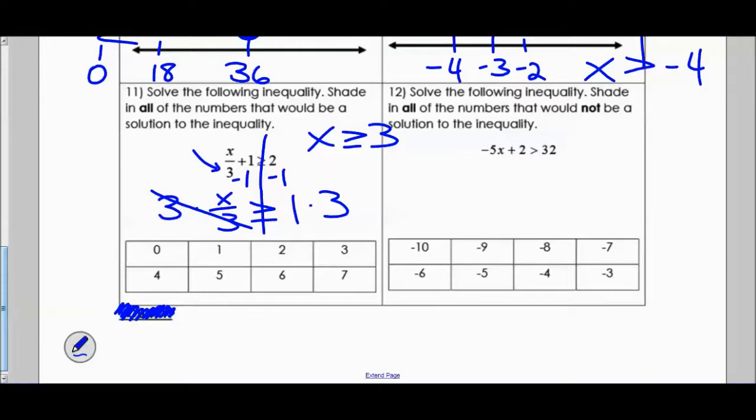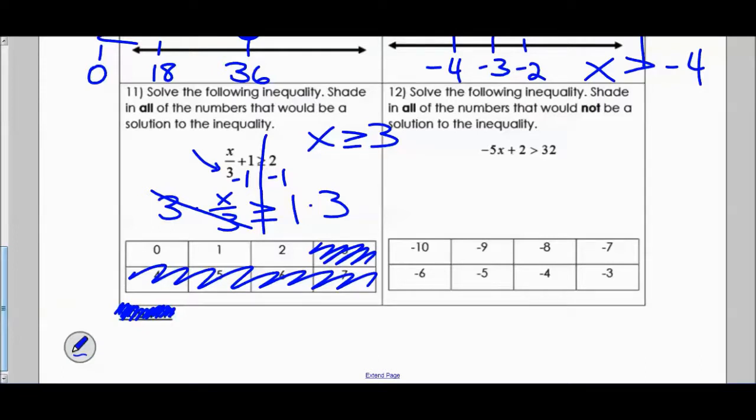Again, we didn't flip the sign because we didn't divide or multiply by a negative. We're looking at all the numbers, all the solutions that are greater than or equal to 3. Well, 3 is greater than or equal to 3. And then anything bigger, 4, 5, 6, and 7 are all greater than or equal to 3.